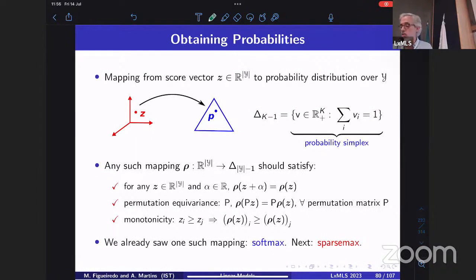The first one we already saw. The second one is obvious because if we permute the Z's, we also permute the corresponding P's. Normalization is the same for all of them. And the last one, it's also clear because it's an exponential function. An exponential is monotonic. The normalization is the same for all of them. And if Z1 is larger than Z2, exponential of Z1 is larger than exponential of Z2. Okay? So softmax satisfies all of these.